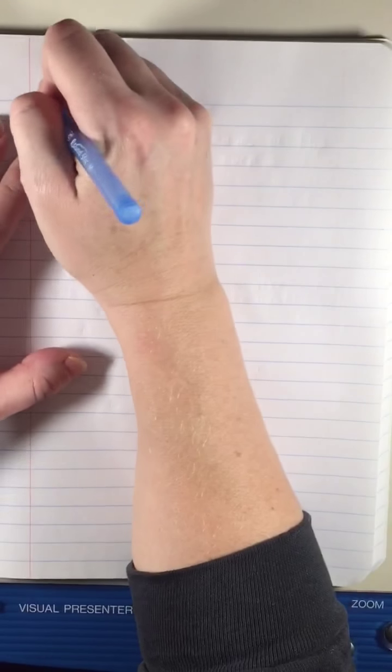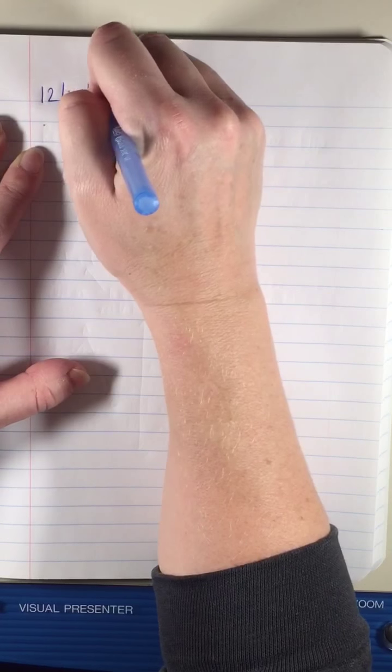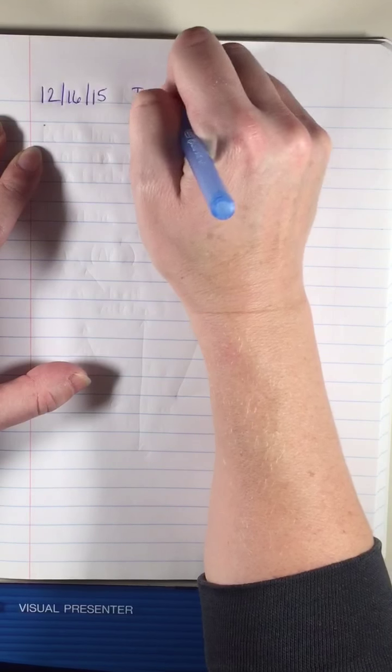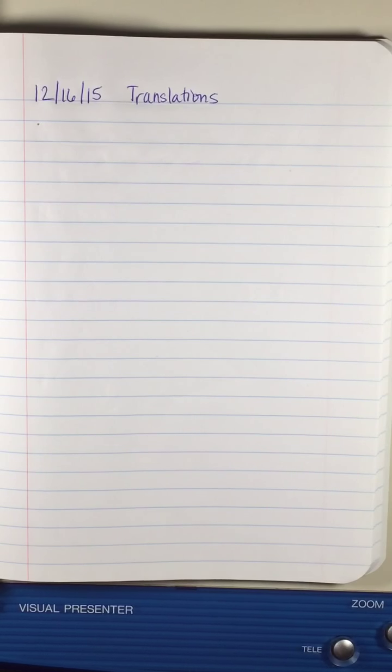All right, so the second transformation that we are going to look at is called a translation. So today is the 16th, so have your notes out. We're going to write just a couple things about translations. We're going to define what it is, what it looks like, some properties of translations, and then I'm going to show you guys how to do a translation with tracing paper.